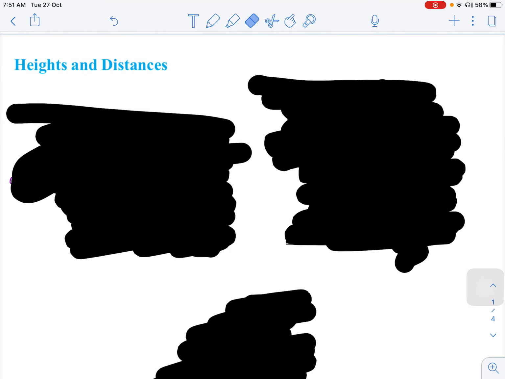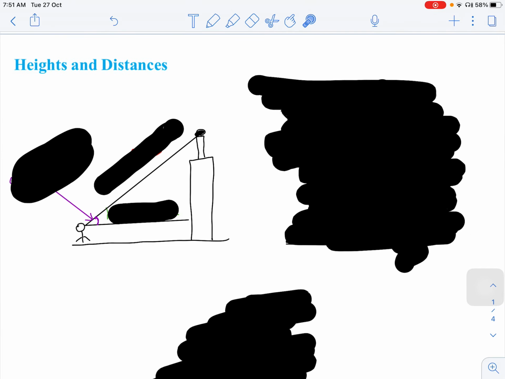Now, first condition, heights and distances. Let us consider that a person is standing here. This one is the ground level. Now he is observing an object, which is placed on the top of a building. Let us consider that this one is a building. At the top of the building an object is placed, and the person is looking at that object from the ground. Now we have to consider some lines.